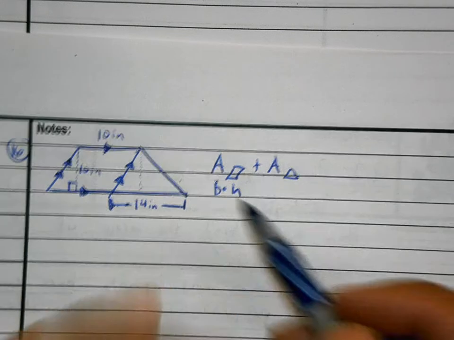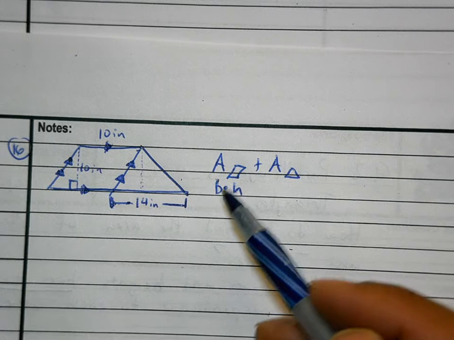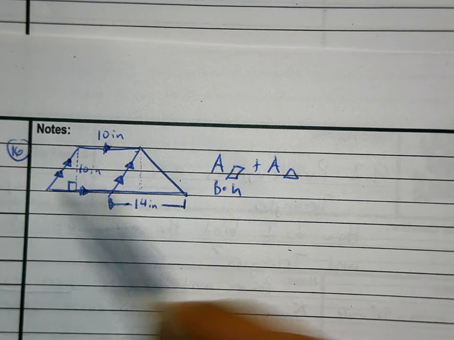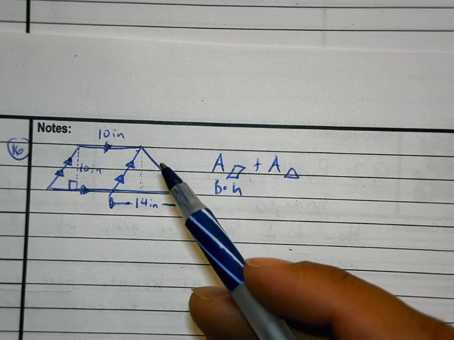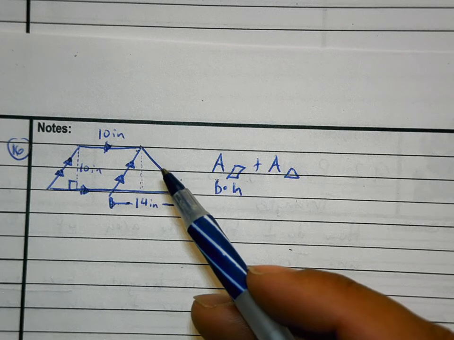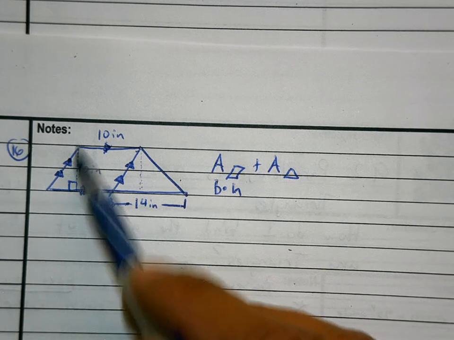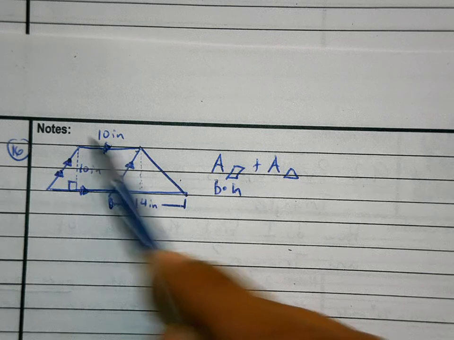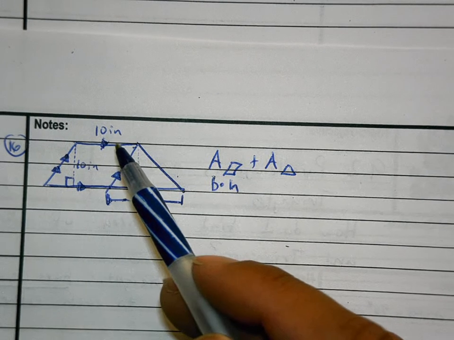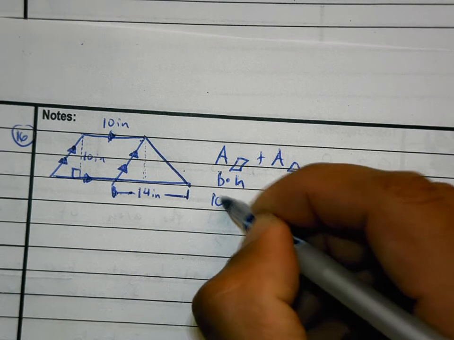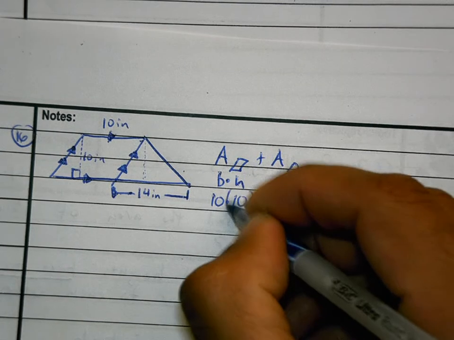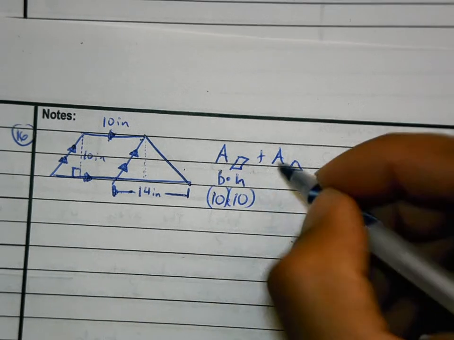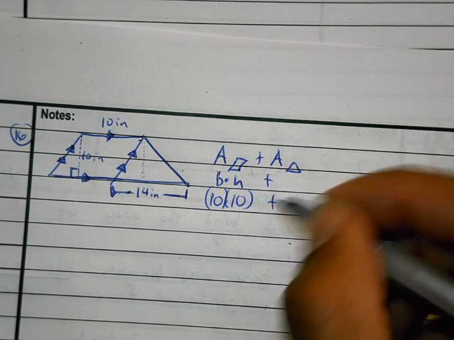Just because I say the word base, don't assume it means the bottom. It just means whichever side is perpendicular to its height. This side is perpendicular to this. So this was going to be the base this time. Think that you could rotate it. It's 10. The height is 10. And we're going to add the area of the triangle.